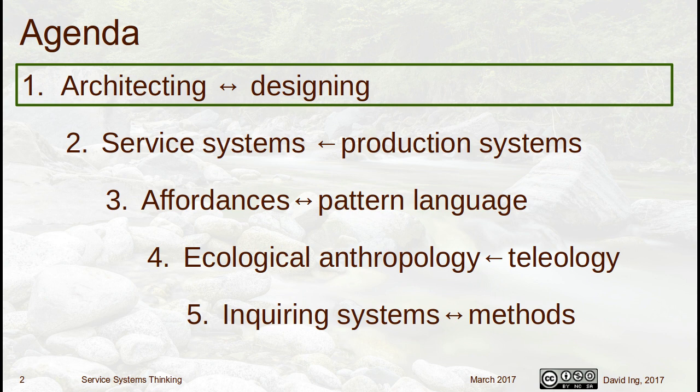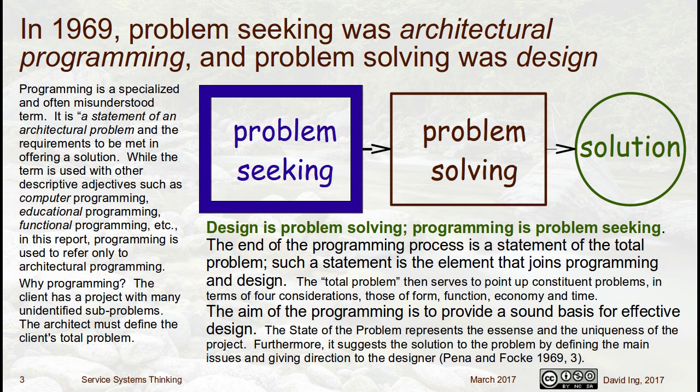Okay. So there's an idea, and I'm going to make the distinction. This comes from 1969. This is the architecture community. In 1969, there's the idea of architectural programming, and they had what they called problem seeking. The idea was you'd have problem seeking, problems worth solving. You would have problem solving, solving the problem, and then you have the solution, right? So at that time, it said design is problem solving, programming is problem seeking.